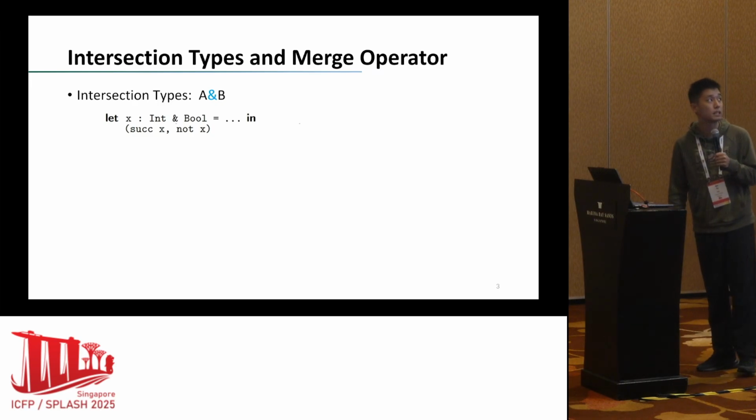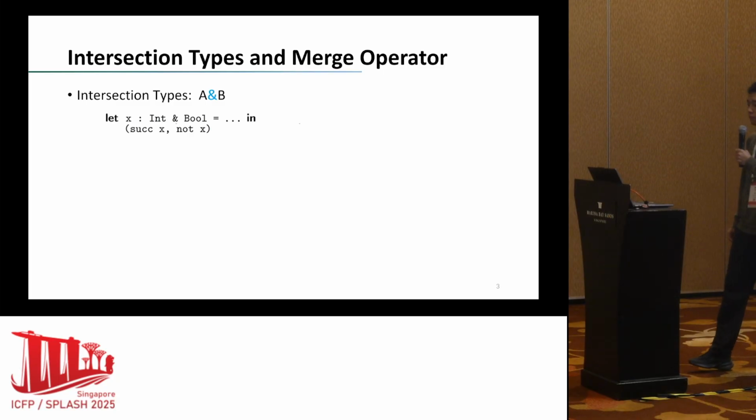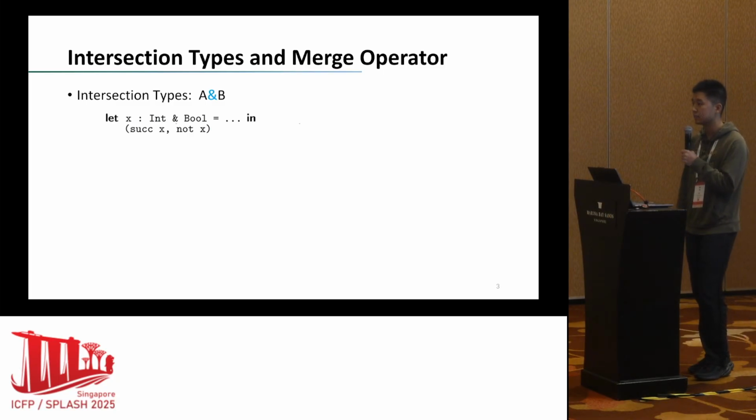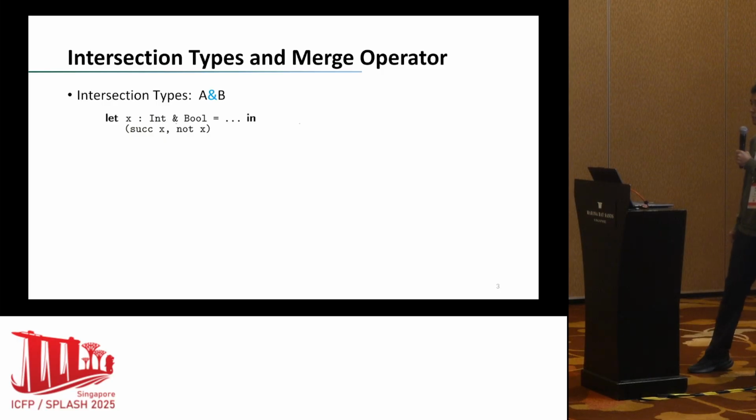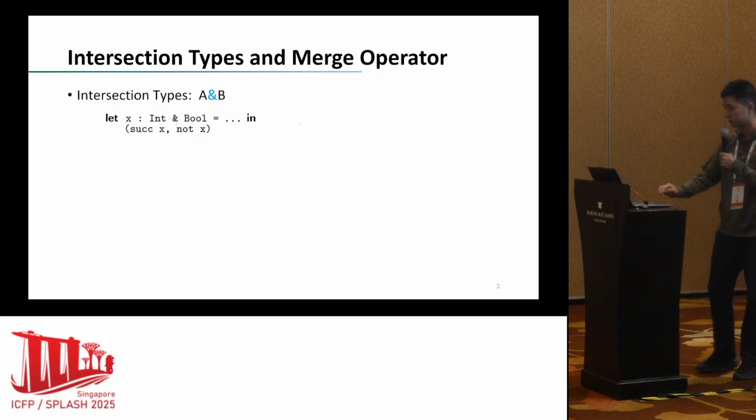Here is a program example where you use a program variable of intersection type. x is of type int and bool, which is later passed to the evaluation context successor x and not x. Successor x requires x to be of type int, while not x requires x to be of type bool. Because x is of type int and bool, this program can pass the type check successfully.